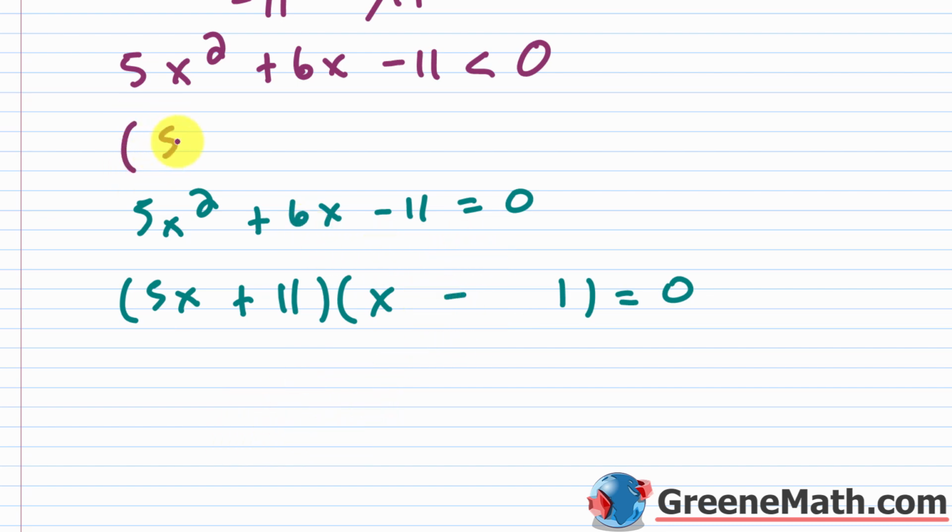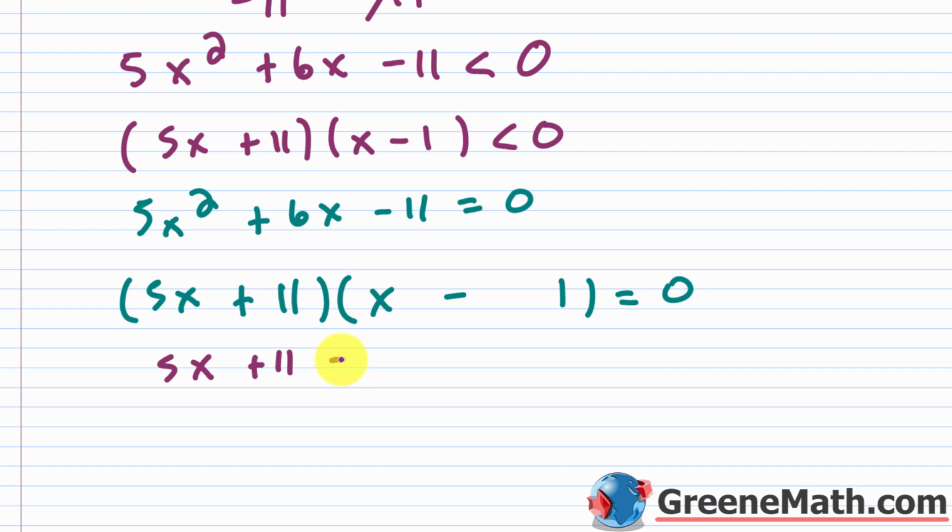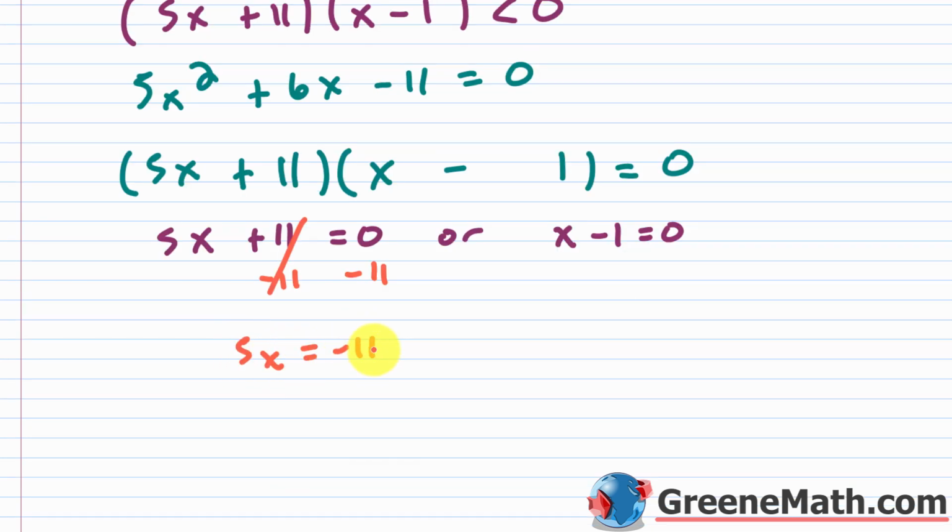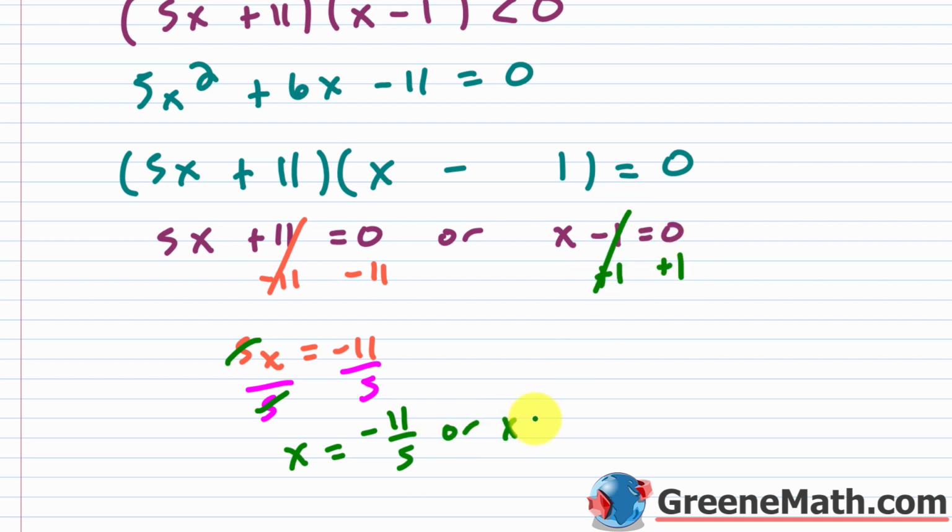Let me just write it up here. So 5x plus 11, this quantity, times the quantity x minus 1, and this would be strictly less than 0. So here, let's go 5x plus 11 is equal to 0, or x minus 1 is equal to 0. Let's subtract 11 away from each side of the equation. Cancel that away and say 5x is equal to negative 11. Let's divide both sides of the equation by 5. Cancel this away and say x is equal to negative 11 fifths. Over here, let's just add 1 to both sides of the equation. Cancel that away, and I'll say x is equal to 1.